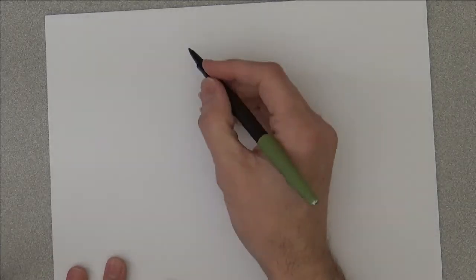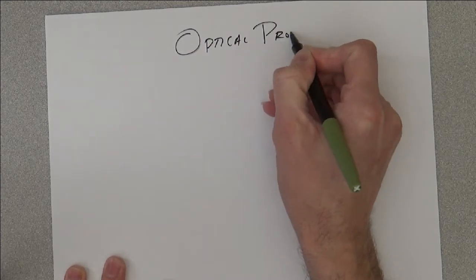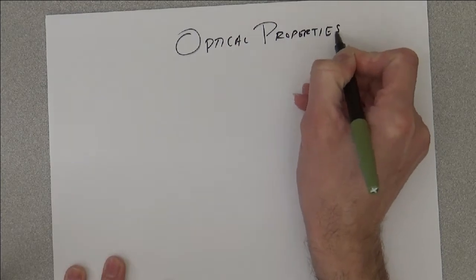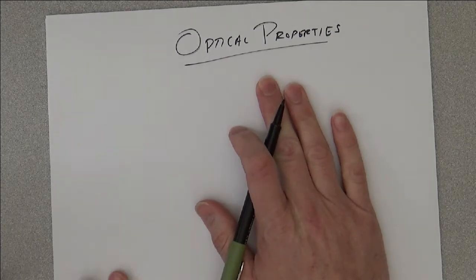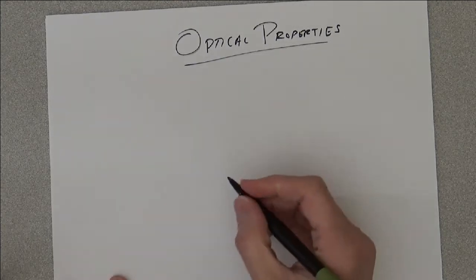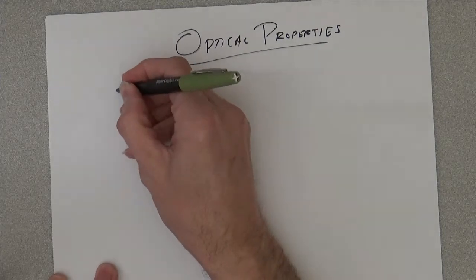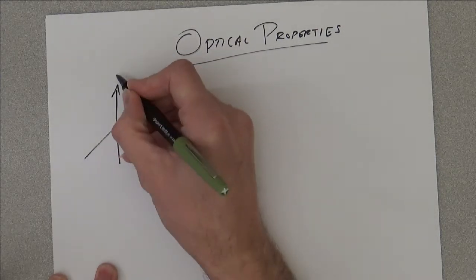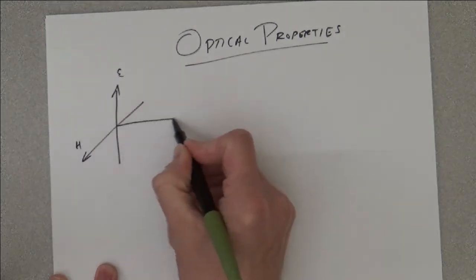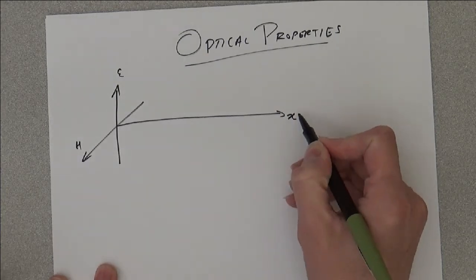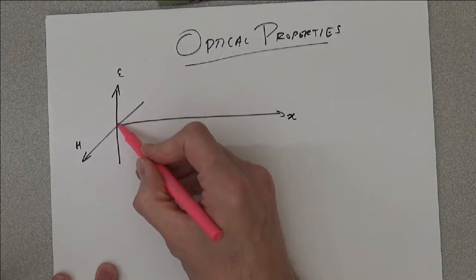Let's talk about the optical properties of materials. This is a natural subject to discuss after we've discussed electricity and magnetism, because we can think about light as an oscillating EM field, in which we have one axis being our electric field, the other the magnetic field. This is the direction of propagation. Then you'll have an electric field in this direction.